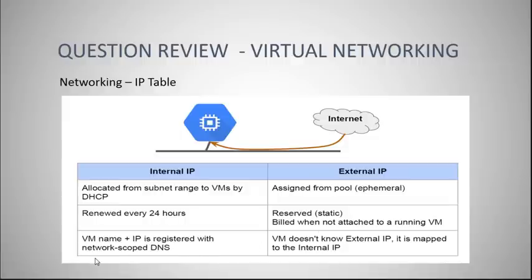Now, one of the notes here is that the virtual machine doesn't know the external IP address. It is mapped to the internal IP address. The way Google does its networking is going to be a little more complex than probably what you'd want it to be, but just realize that Google is using a fair amount of networking savvy to be as efficient as possible when it comes to routing and provisioning resources.